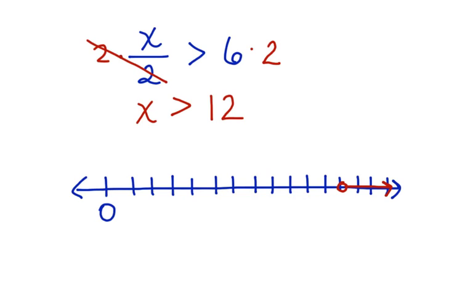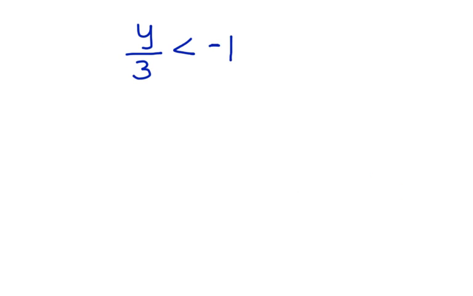Let's take a look at another one. Y divided by 3 is less than negative 1. Let's start by using the inverse of division and multiply both sides by 3. These cancel. Bring down the y. Y is less than negative 3. Now let's graph this on the number line.